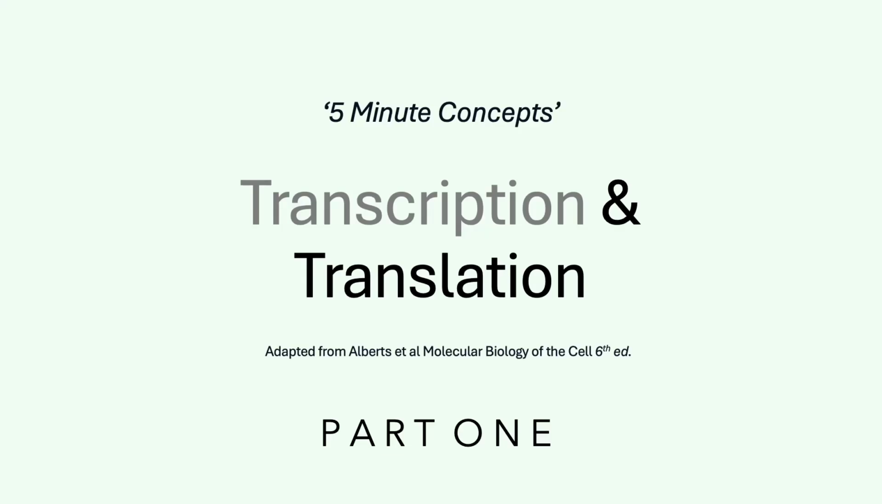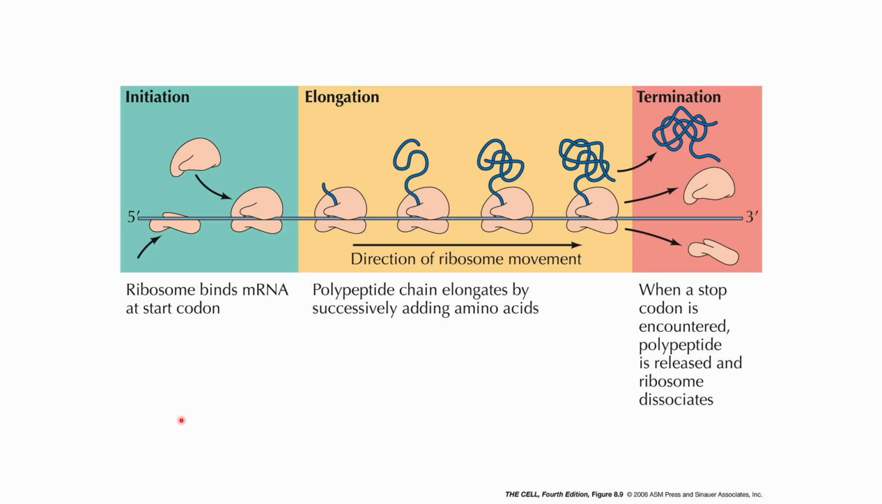This is part 3 in our series on transcription and translation, and today we'll be focusing specifically on part 1 of translation. There are 3 distinct stages of translation. There's initiation, where the ribosome binds the mRNA at the start codon. There's elongation, where the nascent polypeptide elongates by the addition of amino acids. And there's termination, when the stop codon is translated and the peptide releases from the ribosome.